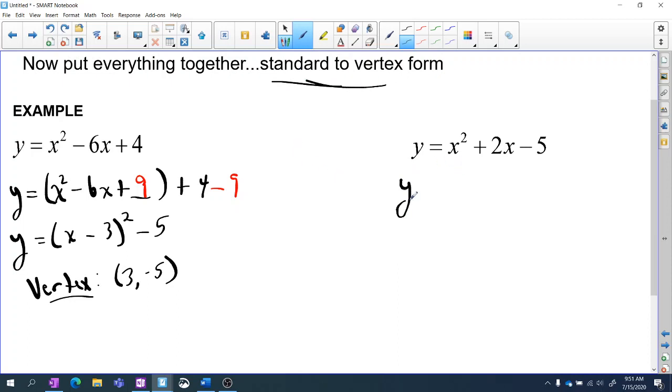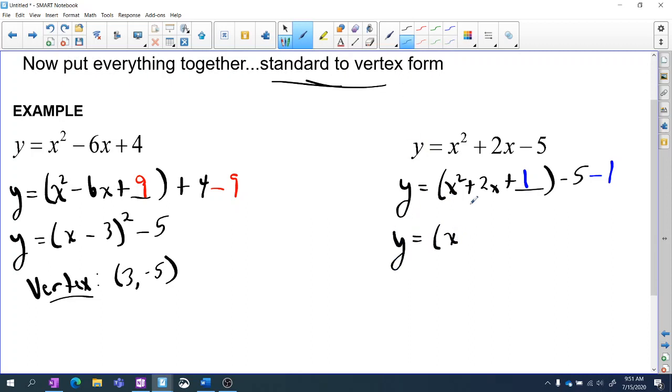Here we go again. y equals, put a bracket, x squared plus 2x. Always a plus sign. Leave a blank. Put your minus 5 back in there. Take half of this number. Half of 2 is 1. Square 1. Remember, don't double it. Square it. 1 squared is 1. I've added 1 that wasn't there before. That means I'm going to take away 1 at the end so that this line is still equal to the line above. And now we will factor and put it in vertex form.